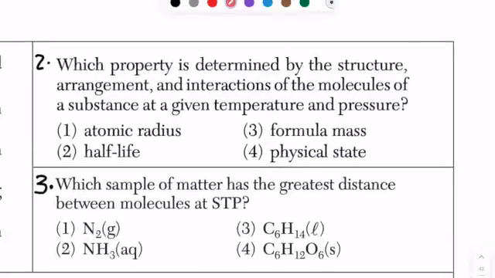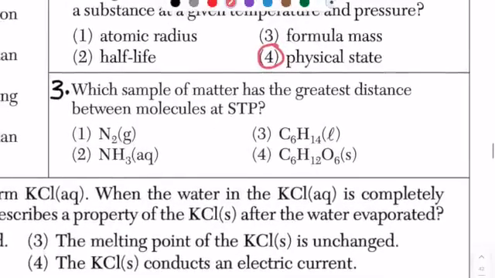So which property is determined by the structure, arrangement, and interaction of the molecules of a substance at a given temperature and pressure? All of these things can give us information about the phase of matter or the physical state of a substance. Which sample of matter has the greatest distance between molecules at STP? So greatest distance is very specific to gases.